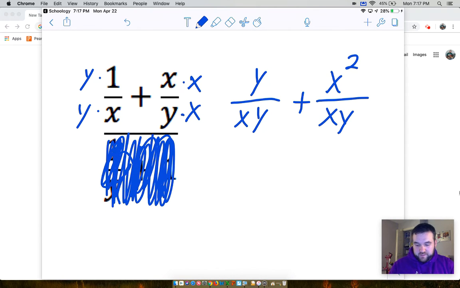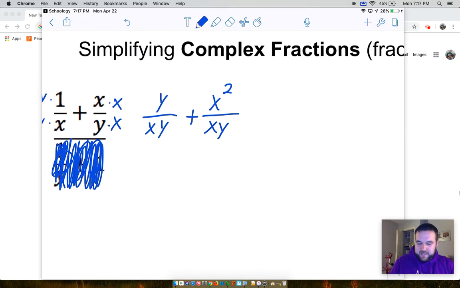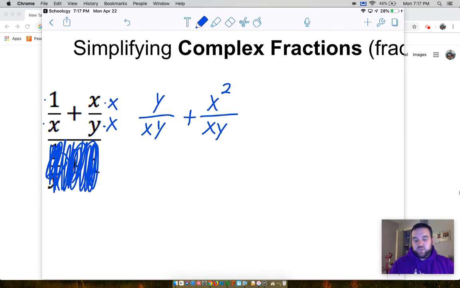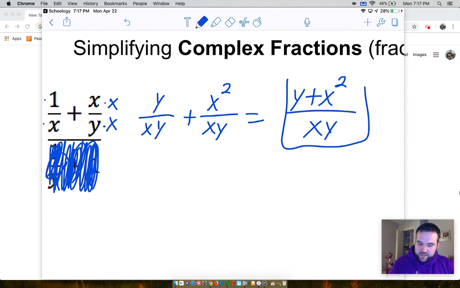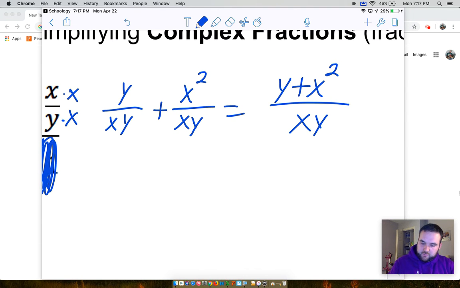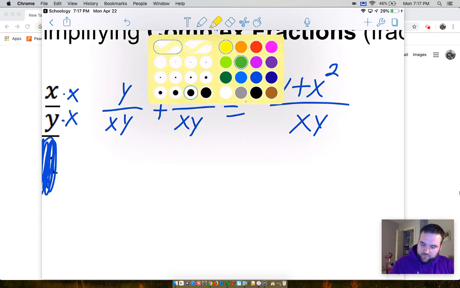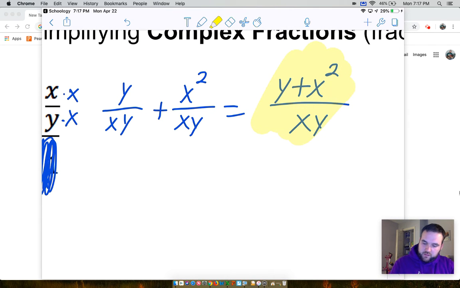So now I have a common denominator. I'm going to add the tops, but y and x squared aren't like terms. I can't actually add them, so I'm just going to keep it y plus x squared over xy. So this is the first half of the problem, the top fraction. Hooray.